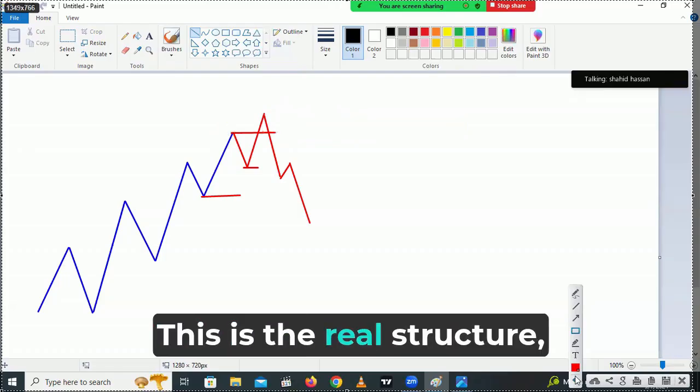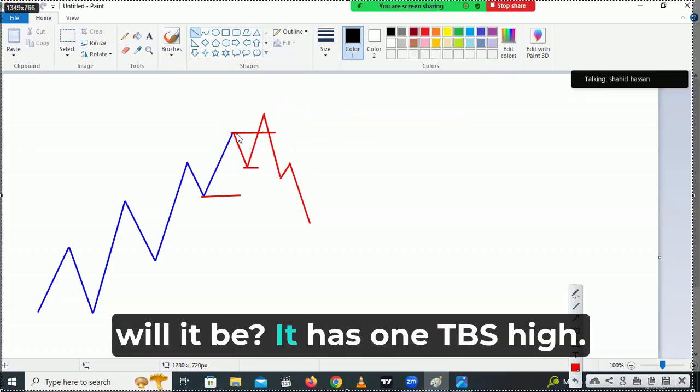Okay, this is the real structure. Meaning, which real structure will it be? It has 1 TBS high.